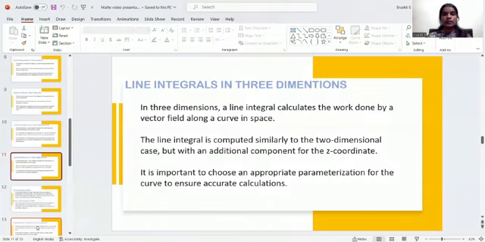Line integrals in three dimensions. In three dimensions, a line integral calculates the work done by a vector field along a curve in space. The line integral is computed similarly to the two-dimensional case, but with an additional component for the z coordinate. It is important to choose an appropriate parameterization for the curve to ensure accurate calculations.